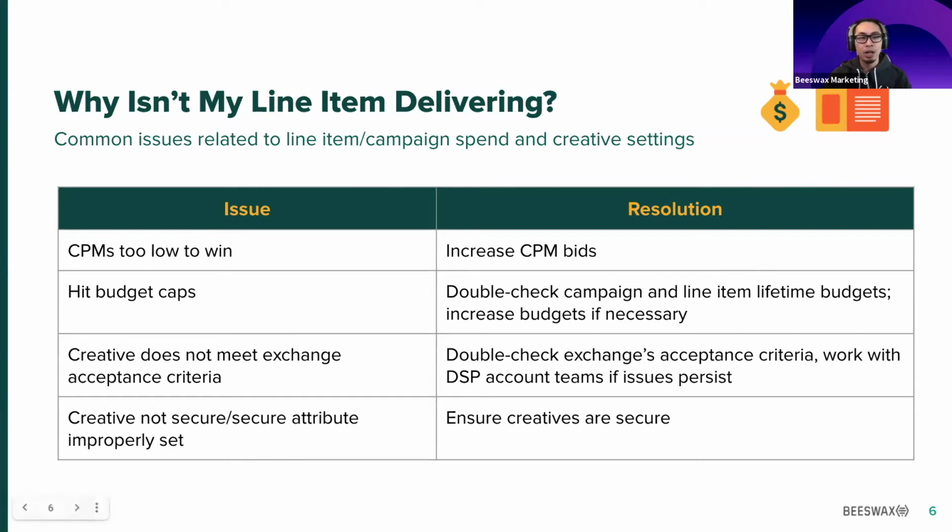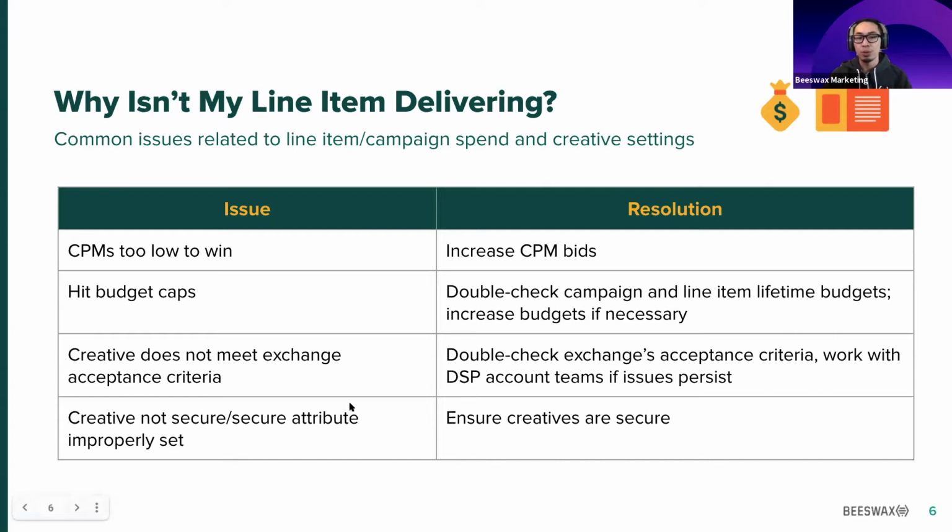Next, let's talk about a couple creative settings that might affect delivery. The first is if you're receiving bid requests from some exchanges, but not all exchanges, it's likely because the creative that you've submitted does not meet that particular exchange's acceptance criteria. So always make sure to double check an exchange's acceptance criteria if you're running on that exchange. For example, some exchanges require thumbnails alongside their creative, but not all do. So definitely reach out to your DSP account teams if these issues persist, and they'll help get you sorted.